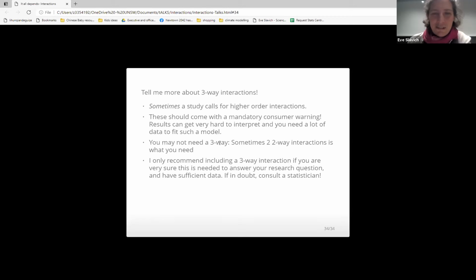So what a three-way means is that the two-way interaction is different dependent on some third variable. Yeah, I only recommend it if you're very sure it's needed to answer your question and you have sufficient data. And if you're in doubt, just consult a statistician, as always.